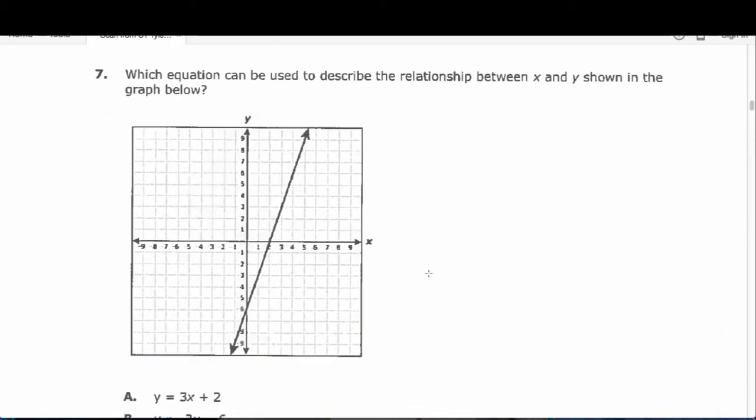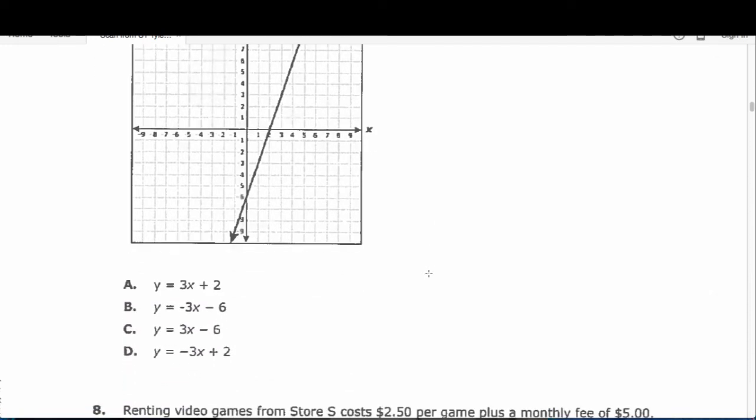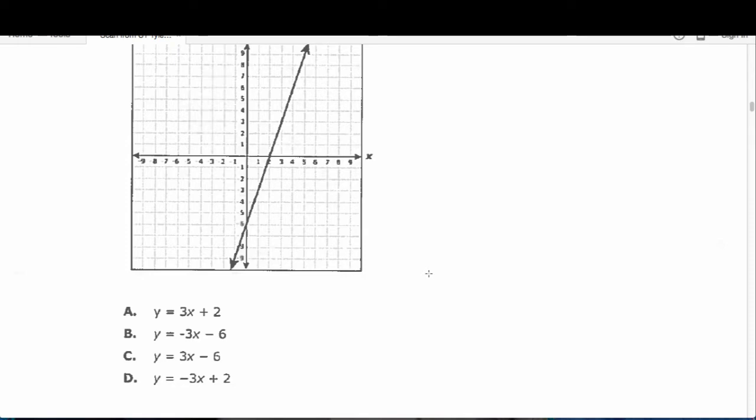Question 7. Which equation can be used to describe the relationship between x and y shown in the graph below? A. y equals 3x plus 2. B. y equals negative 3x minus 6. C. y equals 3x minus 6. D. y equals negative 3x plus 2.